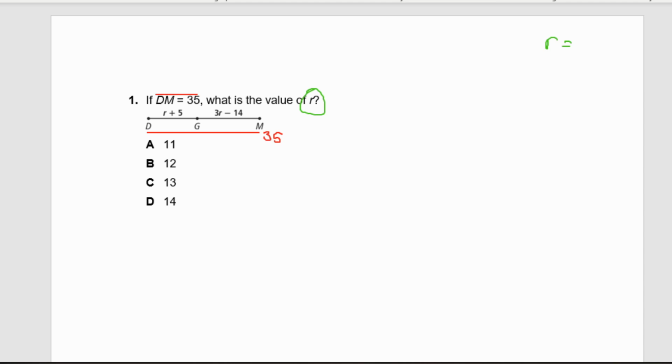Now if I look at this, I can see that line segment DG is equal to R plus 5. And I can see that 3R minus 14 is equal to GM. Now DG starts at D and ends at G, and then GM picks up right where DG left off and continues to M. So if I were to look at this overall, I can use the segment addition postulate because the orange section ends where the blue one begins. And if I add these two expressions together, I'll have traced the entire length. So that's what I'm going to do here.